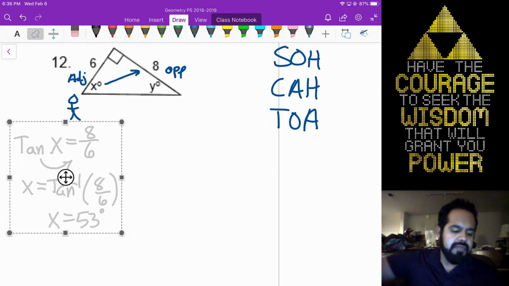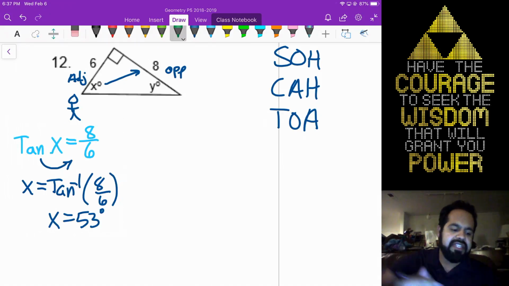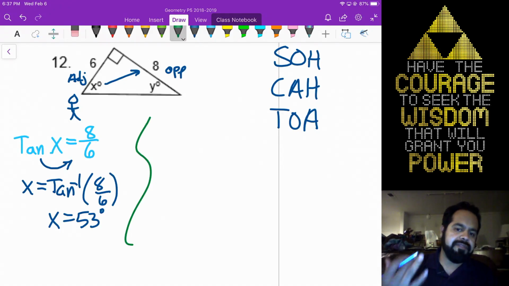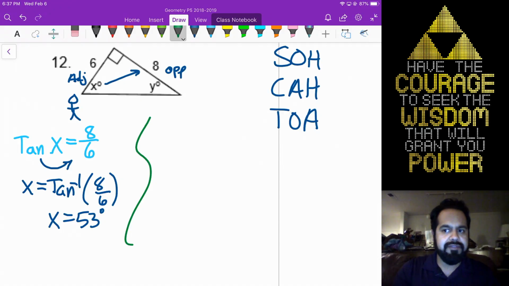One thing to note is that if I chose to solve for y, I'm still going to need trig. But if you solve for x already, you don't need trig for y because you can just add up all the angles and make sure they add up to 180, right?